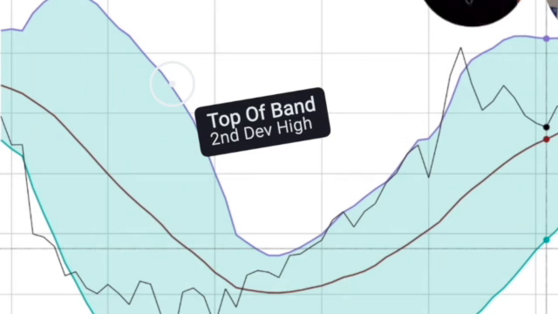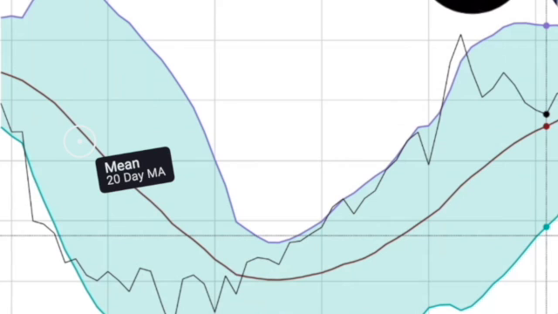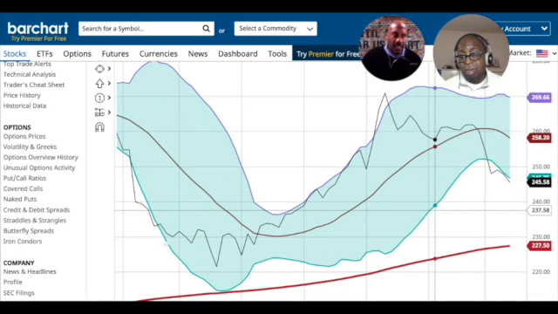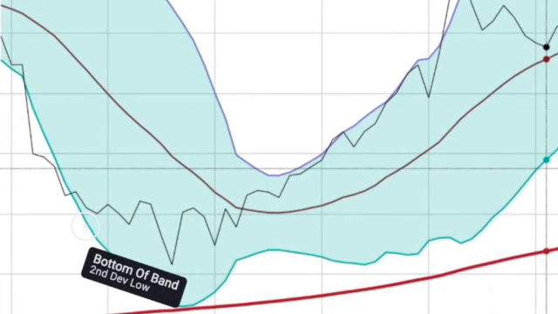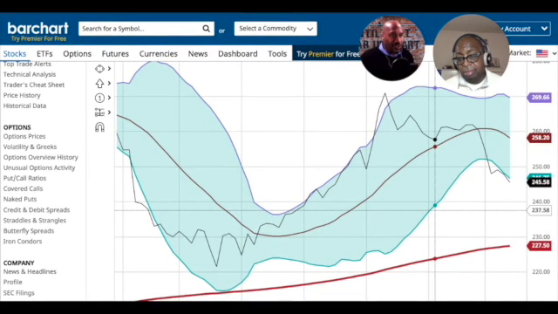The top line of the Bollinger Band shows you the plus 2SD high. The middle shows you the mean, and the bottom shows you the minus 2SD. You are looking at a standard deviation curve graphically plotted on the chart. And it's even shaded for you to say, this is where the stock should trade 95% of the time.